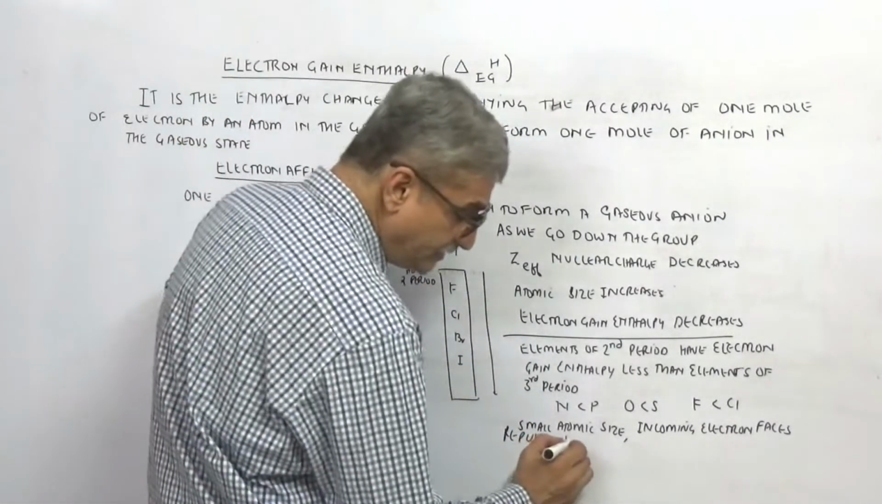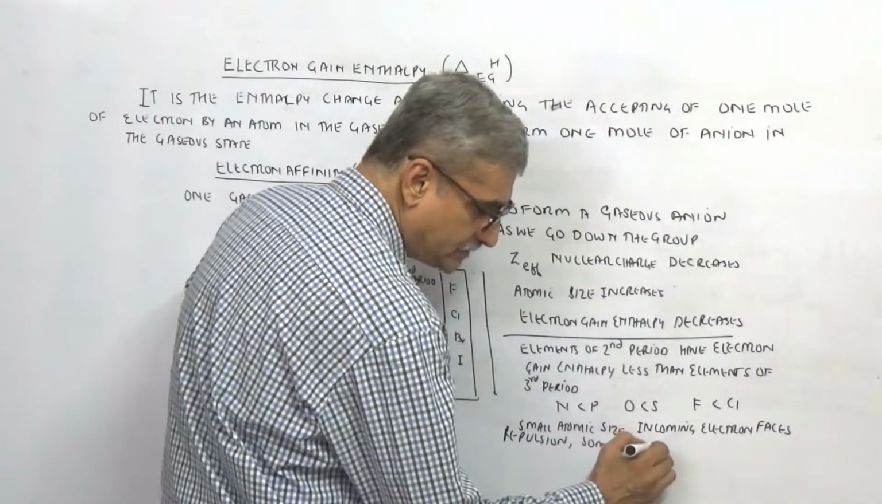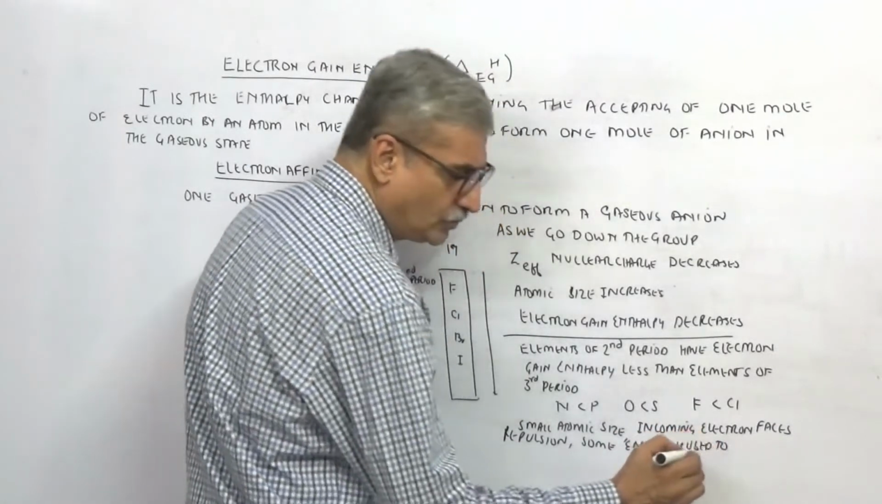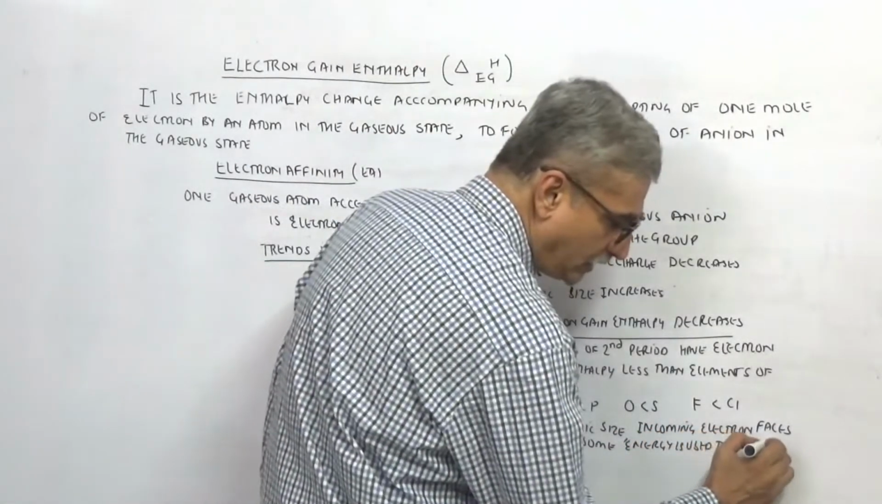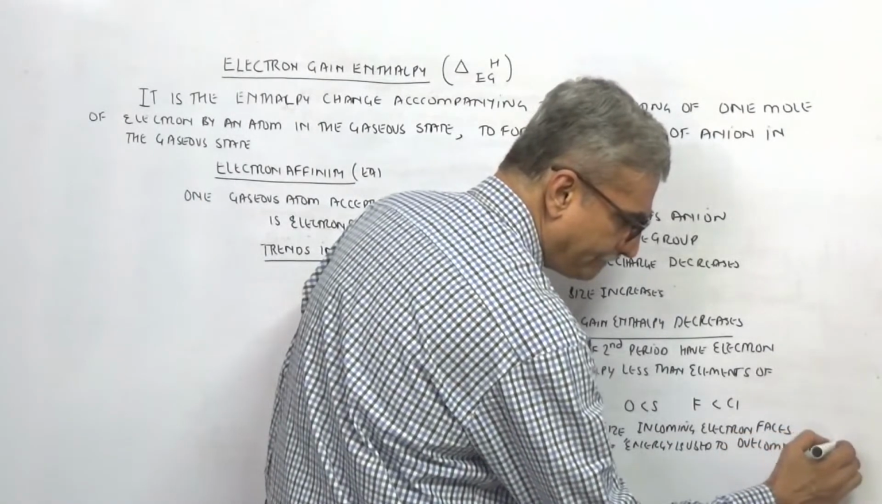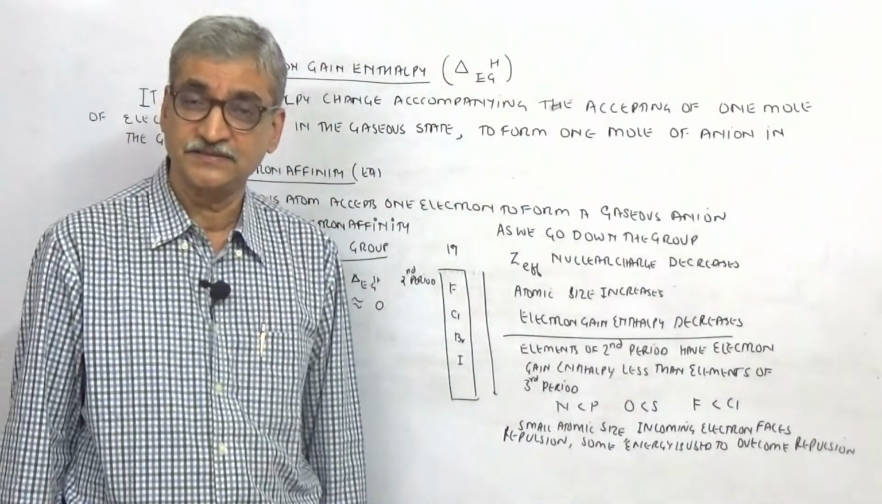So some energy is used to overcome the repulsion. So what is going to happen? The net energy release becomes less.